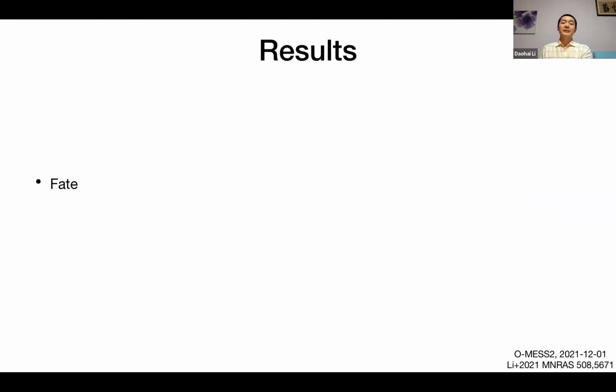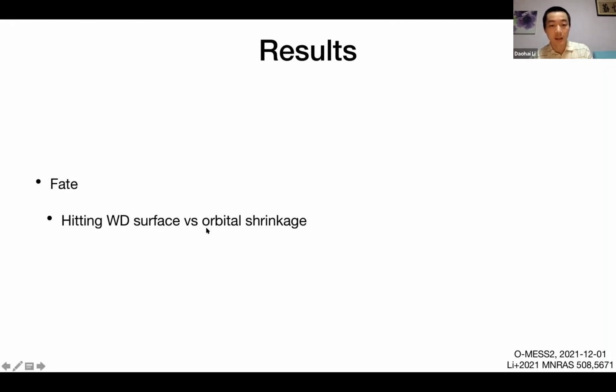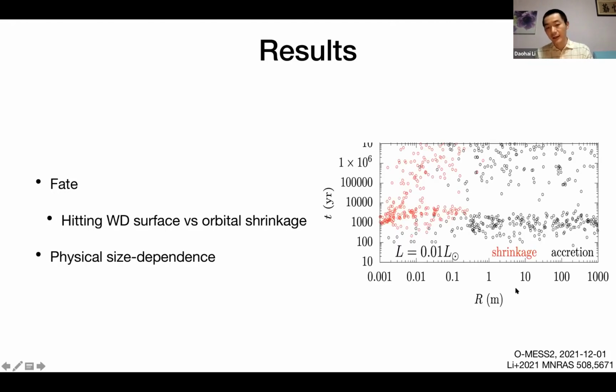Result. So fate. We have seen that ejection is very minor. So here we only consider heating the white dwarf surface versus orbital shrinkage, and this latter comes from the effect of PR drag. And we have said that orbital shrinkage is highly physical size dependent. So we show this figure here.